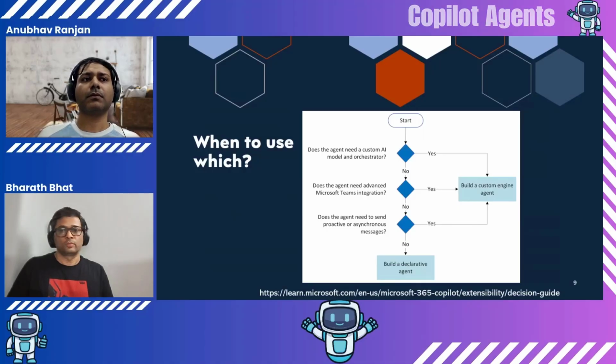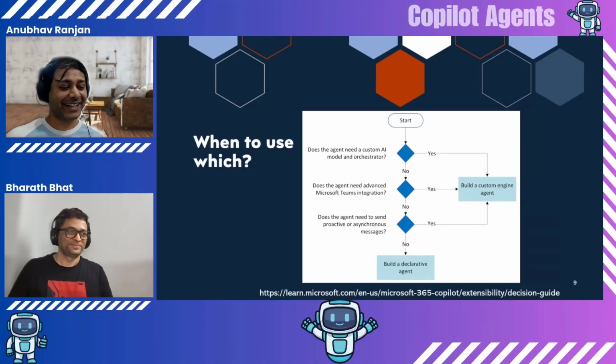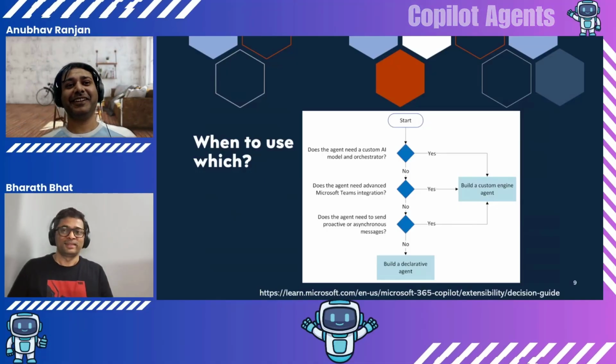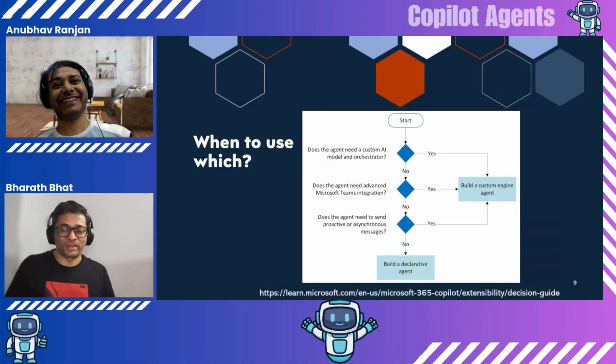Key question: when to use which one? That's the key question that arises everywhere, right? Everybody has the same question. When should I use what? You have so many options. When should I use a declarative agent over a custom engine agent?